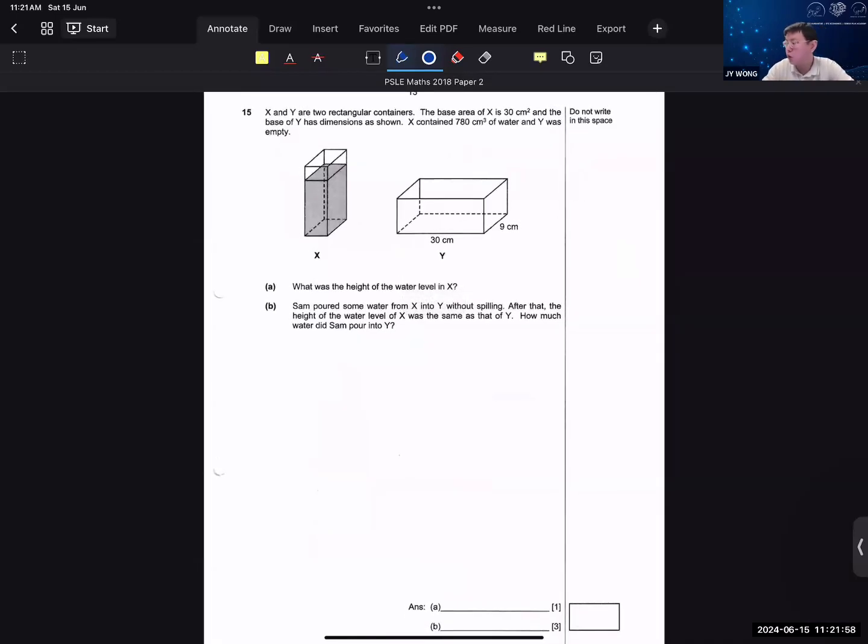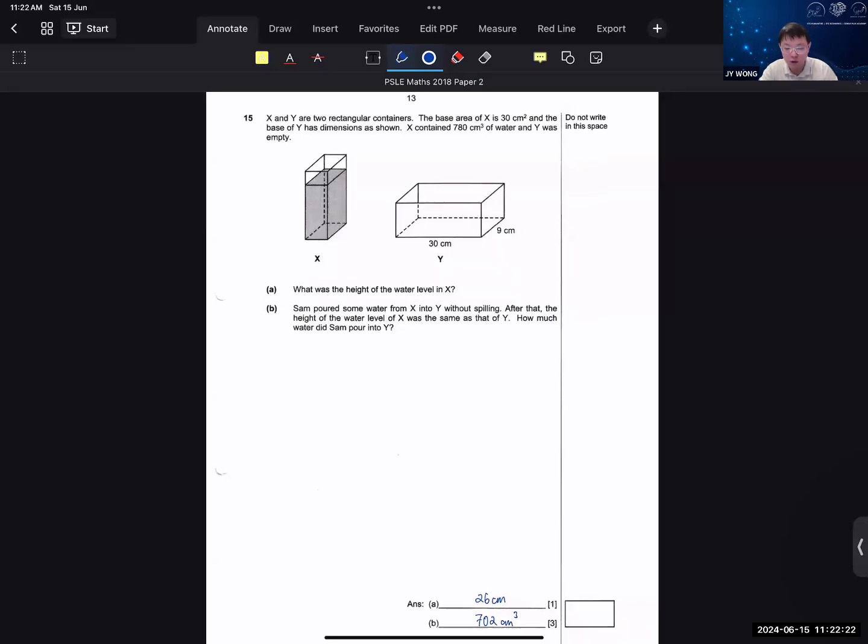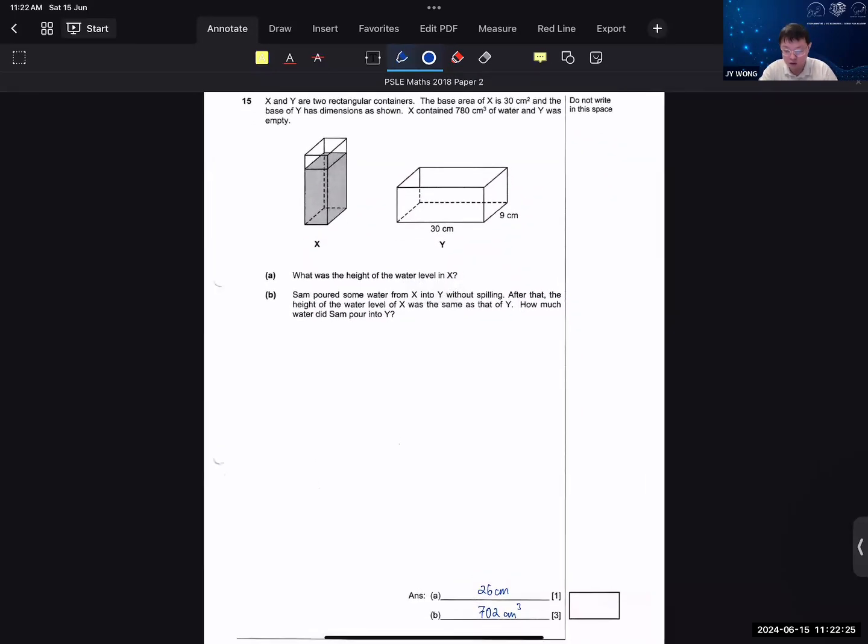Everybody's favorite kind of volume question. The answer to part A is 26 cm. The answer to part B is 702 cm cubed, sorry, or 702 ml. Who got this correct? Not bad.